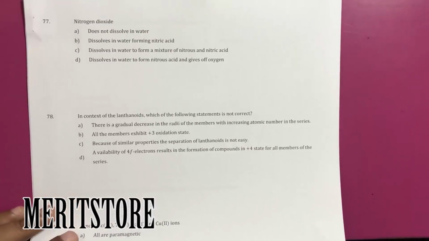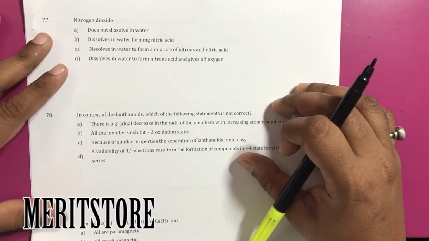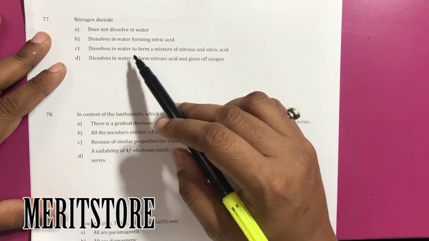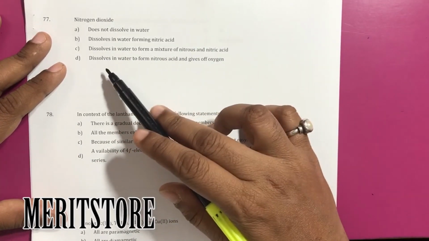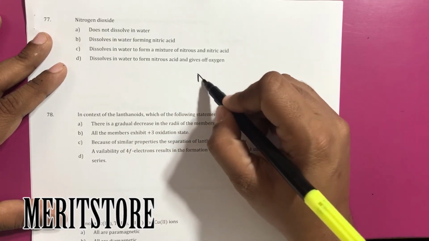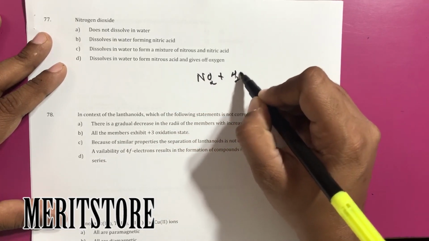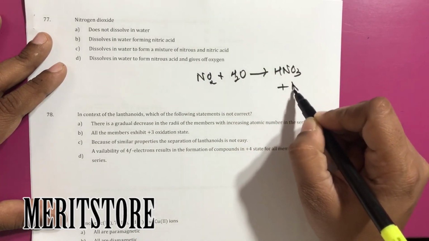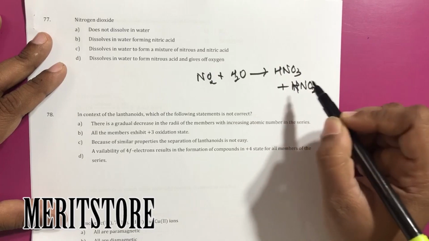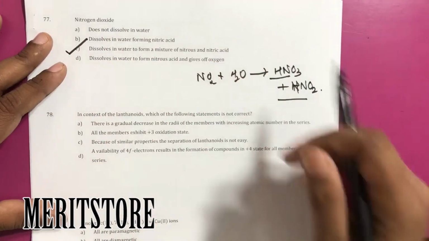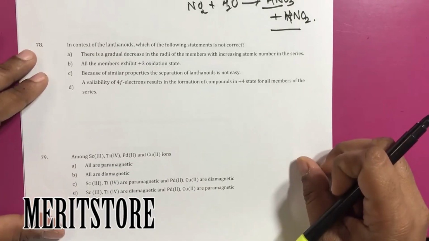Question number 77. Nitrogen dioxide does not dissolve in water. Dissolves in water giving nitric acid. Dissolves in water to give nitrous and nitric acid. Dissolves in water to give nitrous acid and give off oxygen. NO2 when dissolved in water gives HNO3 plus HNO2. So it gives the formation of both nitric acid as well as nitrous acid. Therefore, option C.